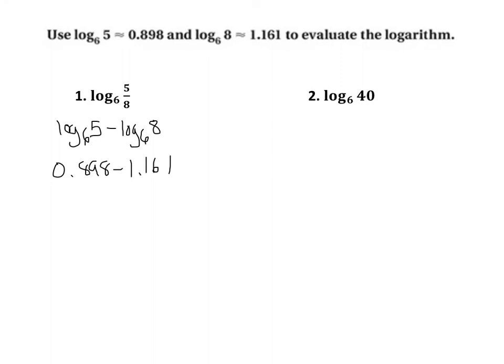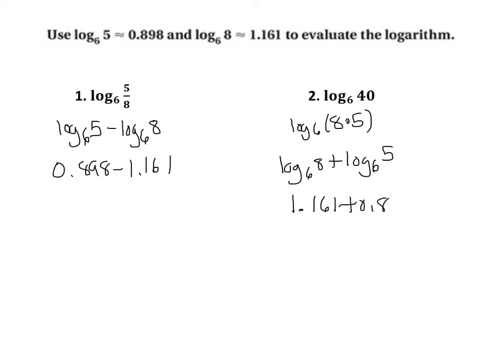So this one they want me to evaluate log base 6 of 40. Well, your calculator only does log base 10, so I can't use the calculator. So I look up here. I have 5 and I have 8. Those are the ones I have. Well, how do I use 5 and 8 to equal 40? Well, 8 times 5 is 40, so I would change this to log base 6 of 8 times 5. And then you would say log base 6 of 8 plus log base 6 of 5 using the product property. And then that would be 1.161 plus 0.898.